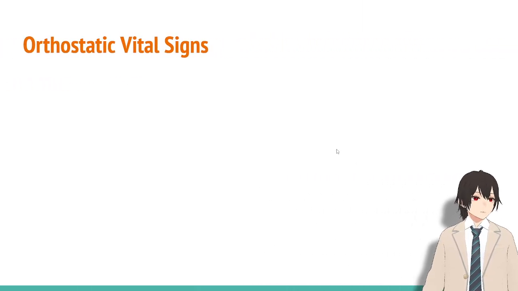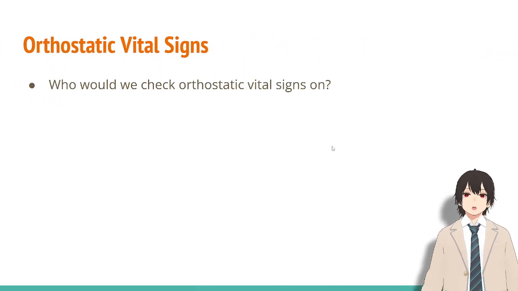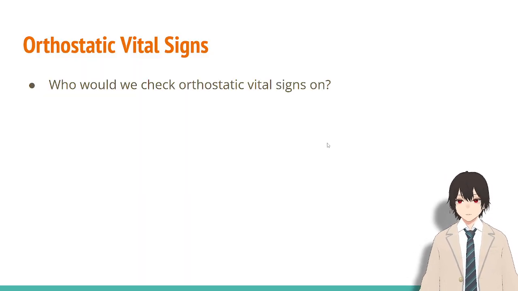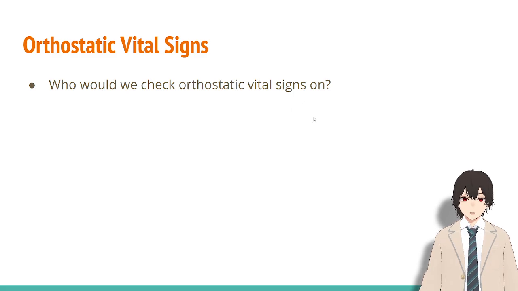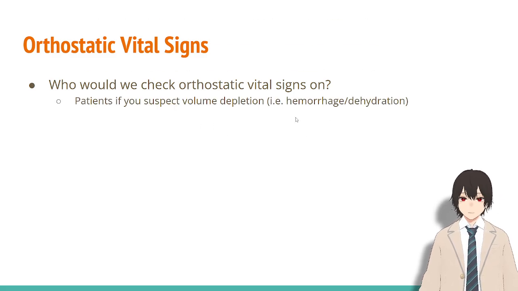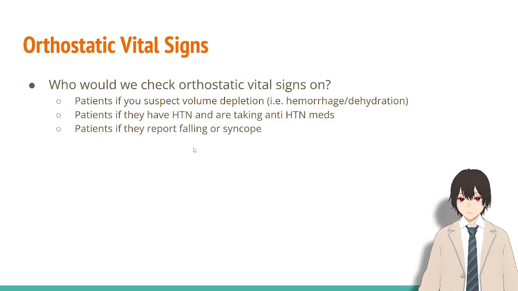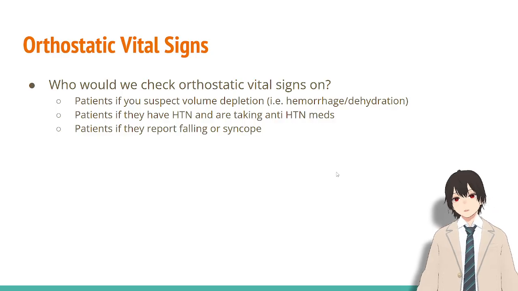Orthostatic vital signs. It's when we check blood pressures in 3 different positions, and the patient population that we check these vital signs on are patients that we suspect have a volume depletion, such as dehydration or hemorrhaging, like they're bleeding out. Also if they have hypertension and they're taking antihypertensives, and if they report falling or dizziness, syncope, all that stuff.